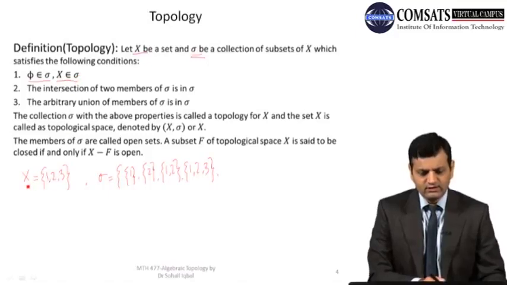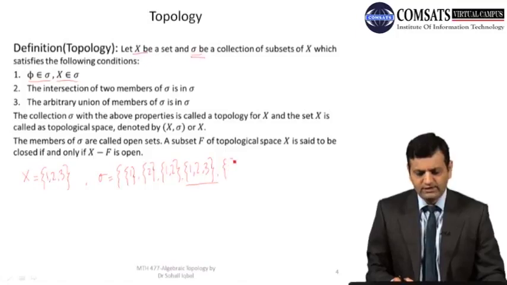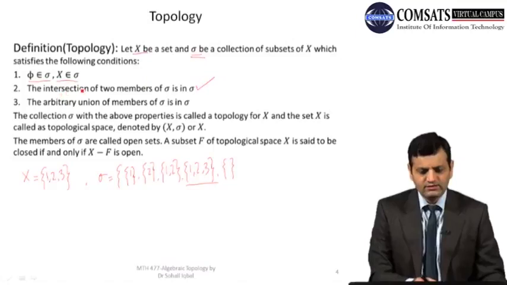In this example, X is {1, 2, 3}, and we can see that sigma contains the set {1, 2, 3}. But there is no phi in this sigma, so we need to add the empty set into this collection as well. The second condition that this collection of subsets of X should satisfy is that the intersection of two members of sigma is in sigma. So if I take any two elements from sigma, then their intersection should also belong to sigma.